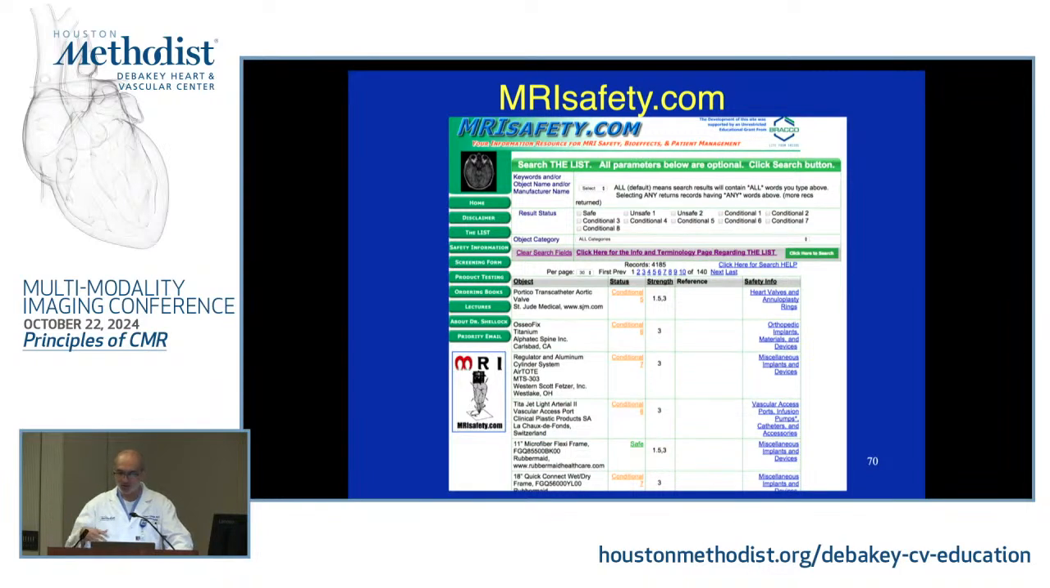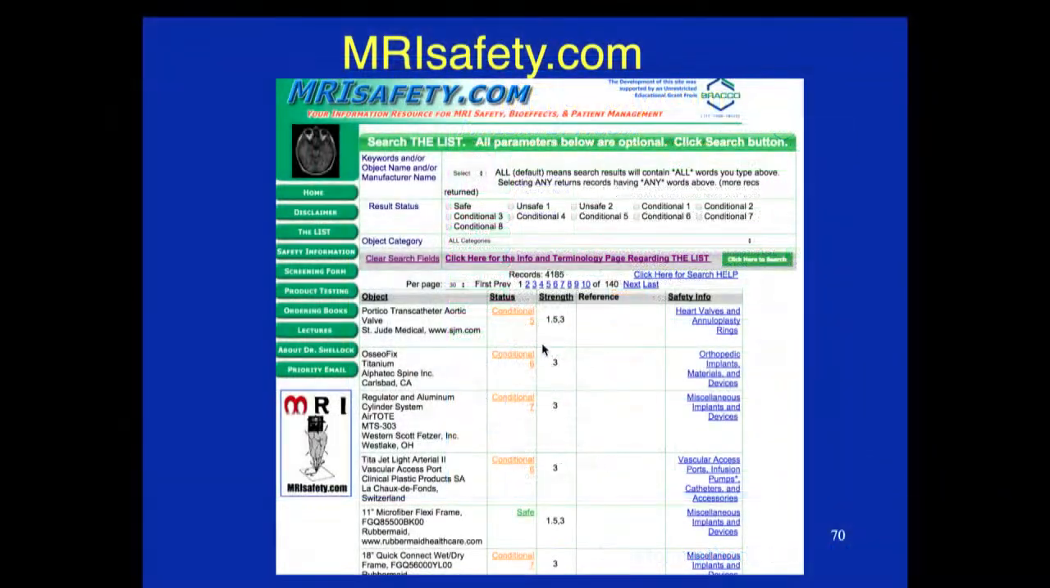Or you can go to the particular device's FDA labeling, the package insert. FDA now requires for most devices a certain labeling as to whether they're MRI unsafe or MRI conditional. And if they're conditional, it'll say what the specific conditions are, right? So for example, some of these devices here, these transcatheter aortic valves, are labeled as conditional.